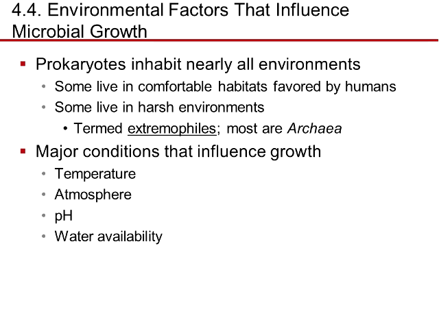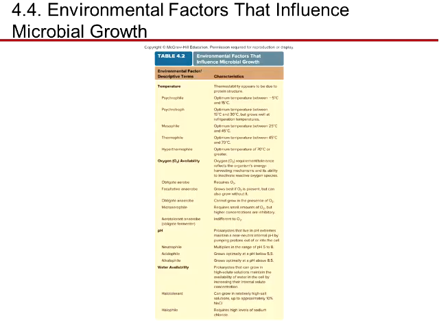Now, prokaryotes inhabit nearly all environments on earth. Some live in comfortable habitats favored by humans, and some live in harsh environments. They're termed extremophiles, and most are archaea. The major conditions that influence their growth are temperature, atmospheric pressure, the acidity or alkalinity, pH, or the water availability in that given environment. This is a list of factors that influence microbial growth. I'll not go down this list, but you can take a look at them in the table in your book.